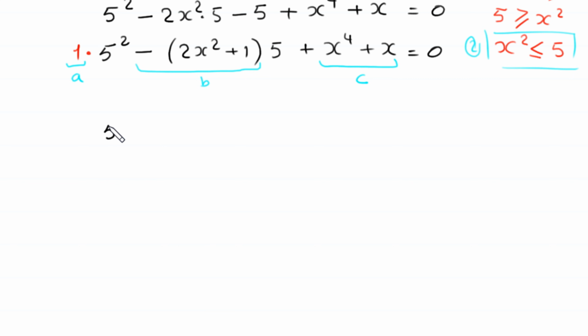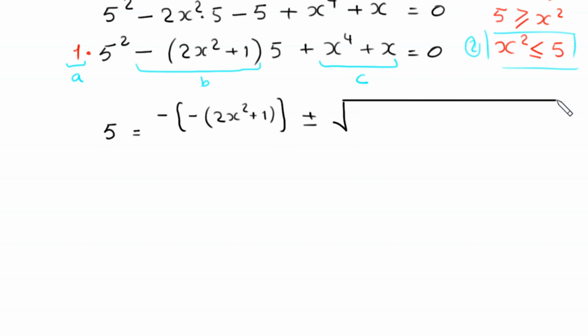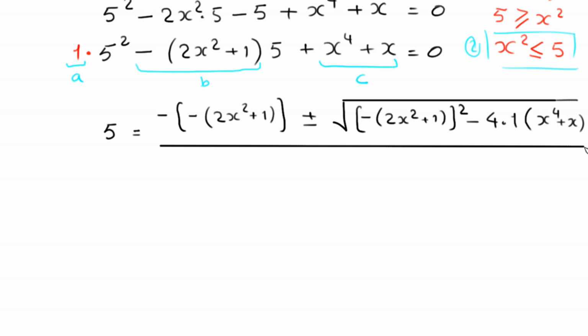Now according to quadratic formula, 5 is equal to negative, value of b is negative 2x squared plus 1, plus or minus square root of, in place of b squared we write negative 2x squared plus 1 whole squared minus 4 times, in place of a we write 1 times, in place of c we write this expression x to the power 4 plus x, divided by 2 times, in place of a we write 1.